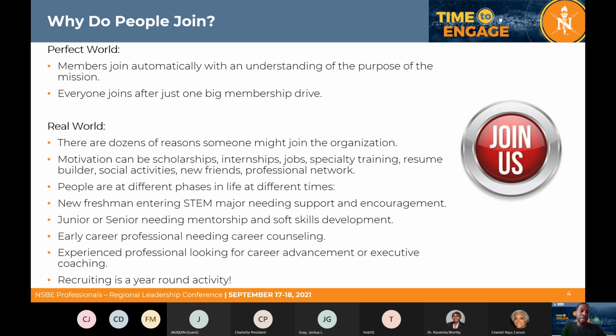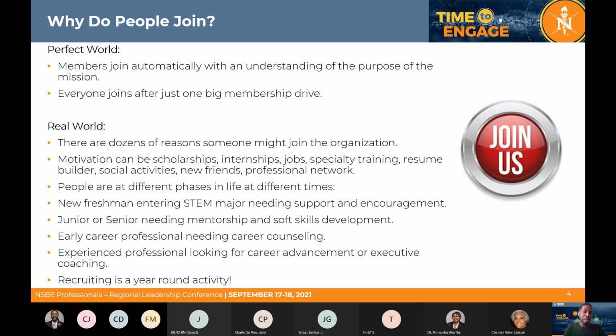Okay, so first, let's talk about why people join an organization. In a perfect world, people would join an organization automatically because they fully understand what the purpose and the mission is, and they're immediately on board with it. And everyone would join and sign up right away after just one big membership drive. But unfortunately, we don't live in a perfect world. So in the real world, there are a variety of reasons why someone might join an organization.